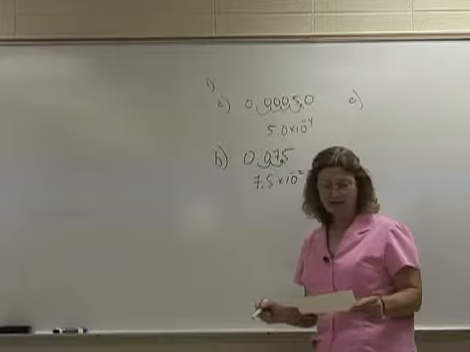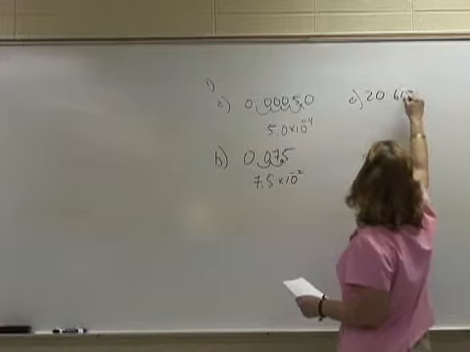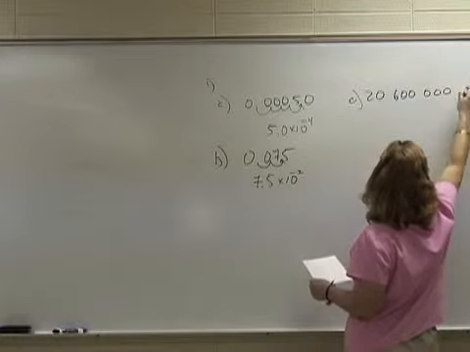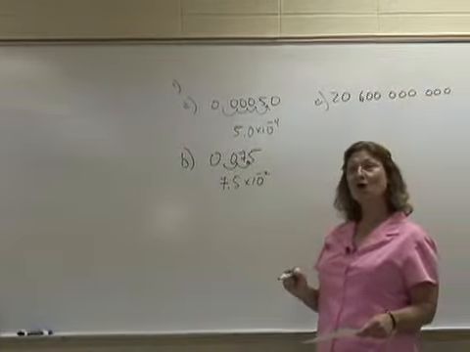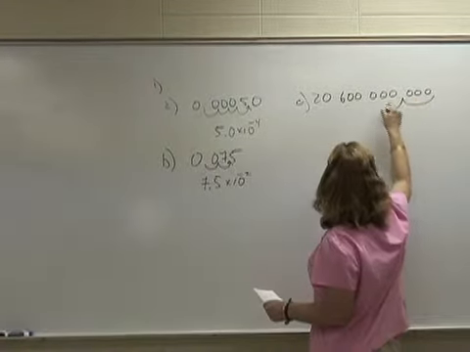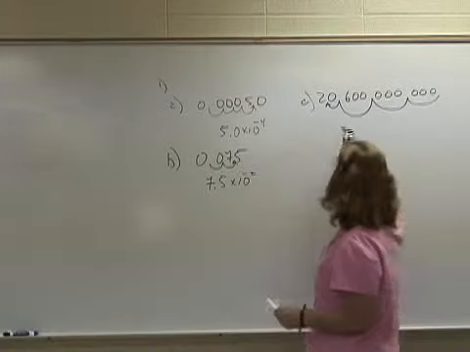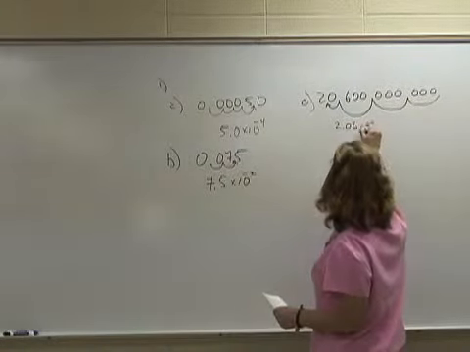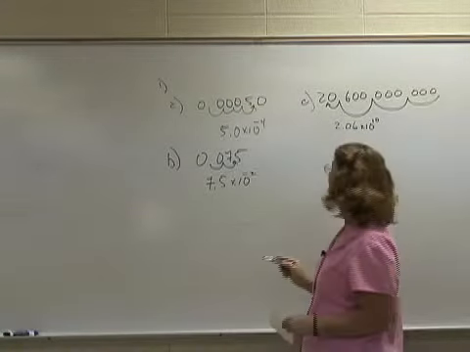For C, I have a number that is larger than 1, very much larger than 1. And so I have to move this decimal a long way. 3, 6, 9, and 10 places. So it will be 2.06 times 10 to the 10th.